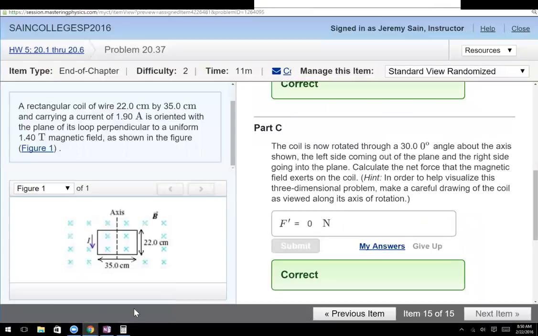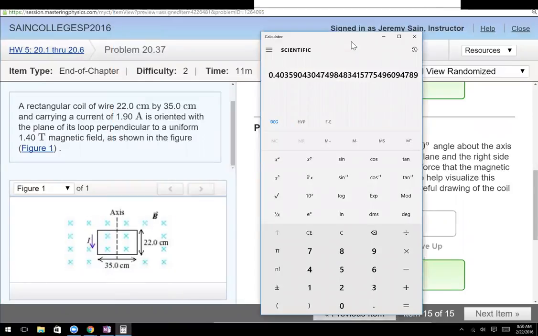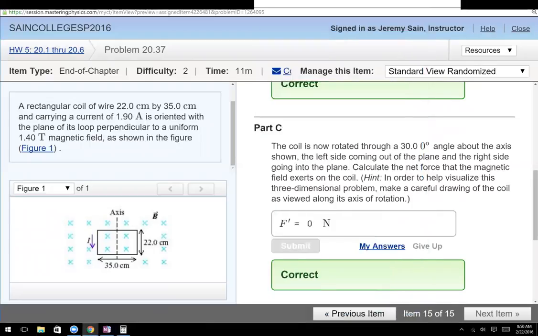So, where's the problem? There's the problem. Okay. So the current is 1.9 times the area, which is 0.22 times 0.35, times the magnetic field, which is 1.4, and then times the sine of the angle, which the way they worded it, it really is just 30 degrees. Sometimes you have to think about it. Wanted to make sure it wasn't 60. I don't think it's 60.